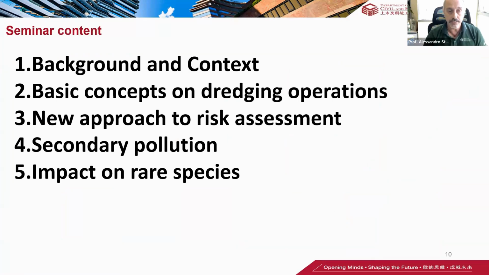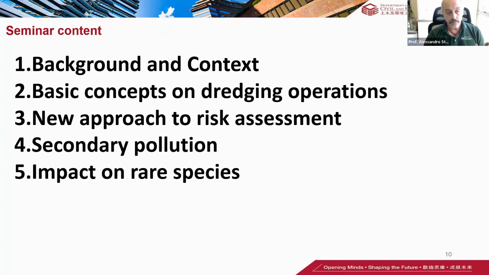Now, going to our topic, this is pretty much the program of today. I will try to provide some background and context on why dredging is so fundamental for coastal engineering in general, some basic concepts of dredging operations and the standard risk assessment approach. Then I will introduce what we are proposing in these years. We have been trying to improve the risk assessment approach. And then I will immediately apply this approach to a pilot case here in Hong Kong.